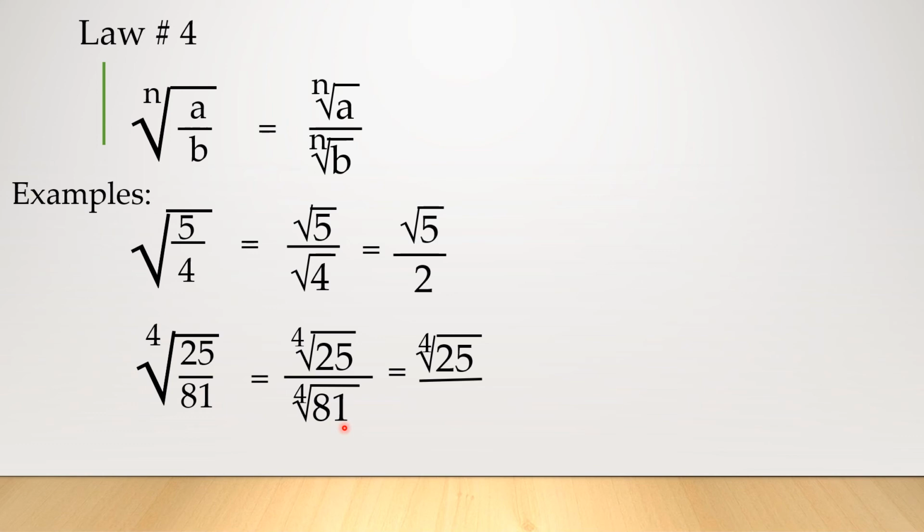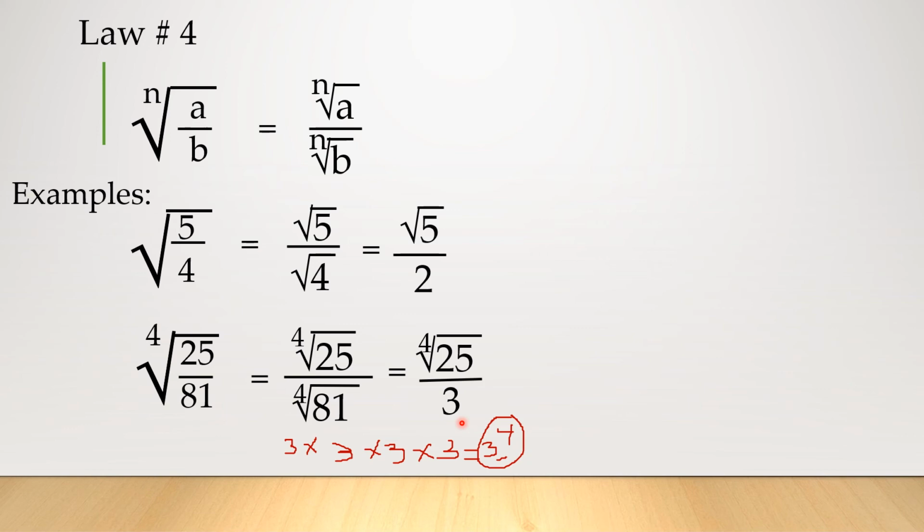3 times 3, 9, times 3, 27, times 3, 81. So 4 times. Okay, that is equal to 81. Or 3 raised to the 4th power. So what number raised to 4 that the answer is 81? So the answer here is 3. So that is the denominator 3. So the final answer now is the fourth root of 25 divided by 3.